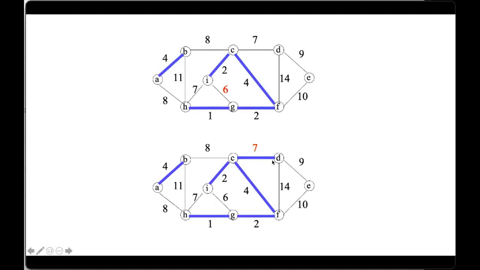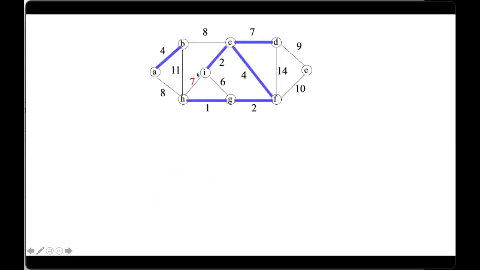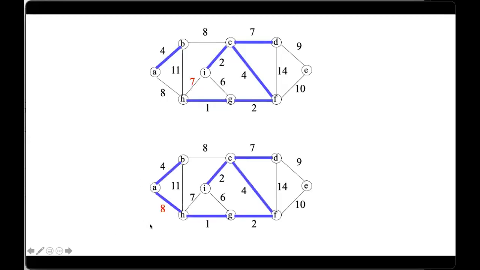Again, the next minimum cost edge is B to C, that is 8, or A to H, which is again 8. So you can select either. I will select... Okay, 7 anyhow, we should not consider this 7. Next, A to H, which is 8. So I will select this edge.